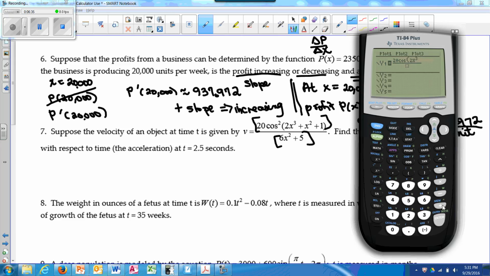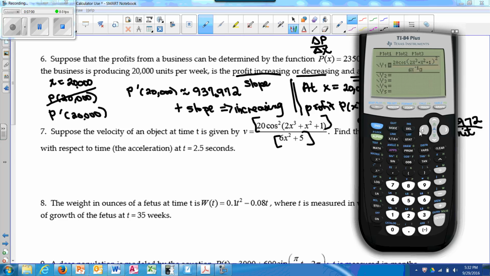And the numerator is 20. The cosine function has 2x cubed plus x squared plus 1. After I close the cosine function, that's closed off now, I can then square the entire cosine function.